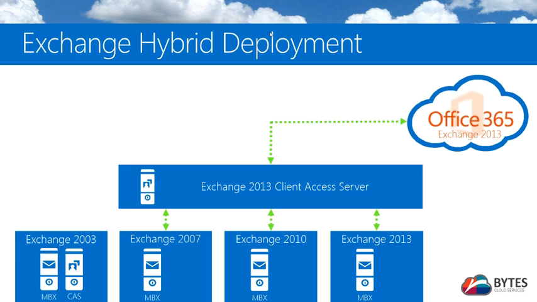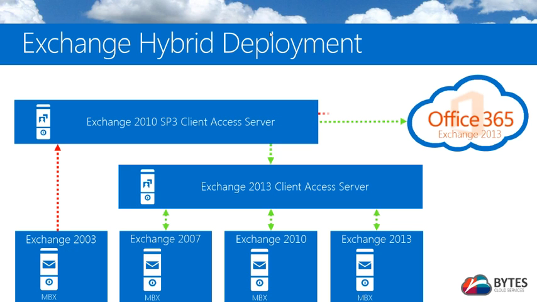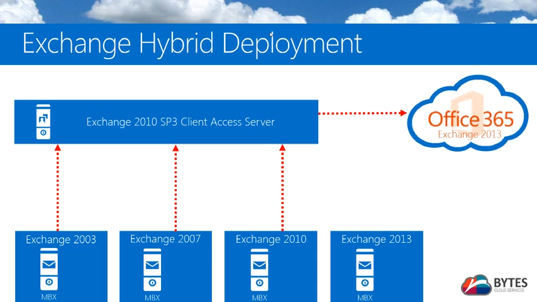Now, the only problem we have there is with 2013, there's been no direct upgrade path from 2003. We still have quite a few people who reside in 2003. So Microsoft then took that Hybrid Configuration Wizard and packaged it into what was Service Pack 3 for Exchange 2010, meaning that we could then say, actually, for anybody with 2003 through 2010, they could utilize the SP3 CAS to facilitate that same Hybrid Configuration Wizard.